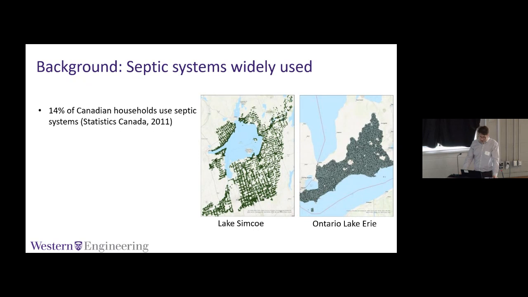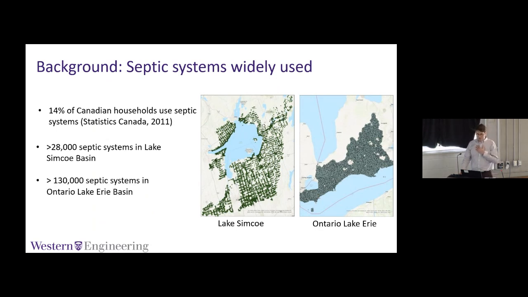Starting off with a bit of background about septic system usage in Ontario. Approximately 14% of all Canadian households rely on septic systems for the treatment of their household wastewater, with over 28,000 septic systems being used in the Lake Simcoe watershed and over 130,000 being used in the Ontario Lake Erie Basin. On the map for Lake Erie, it really just looks like one color, but those are all individual points representing septic systems being used.